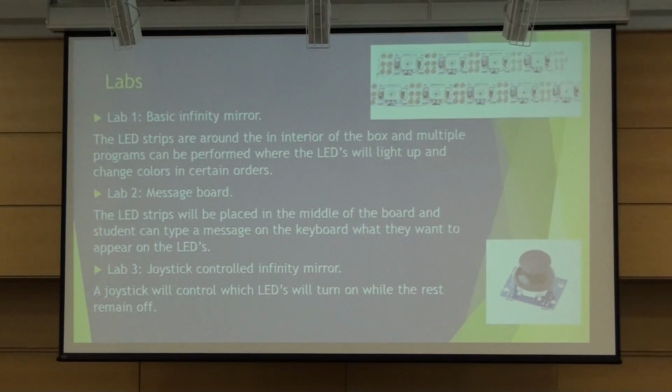The second lab is a message board where the LED strips will be placed in the middle of the board, and the student can type a message in on a keyboard that they would like to see appear. The LEDs will light up in a way that will show that message. And the third lab is a joystick-controlled infinity mirror, where the joystick will control which LEDs turn on and while the rest remain off.